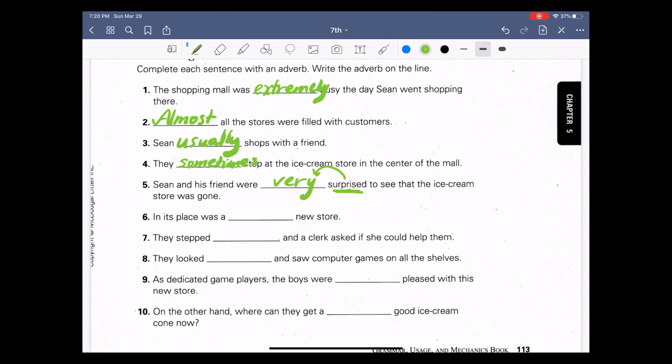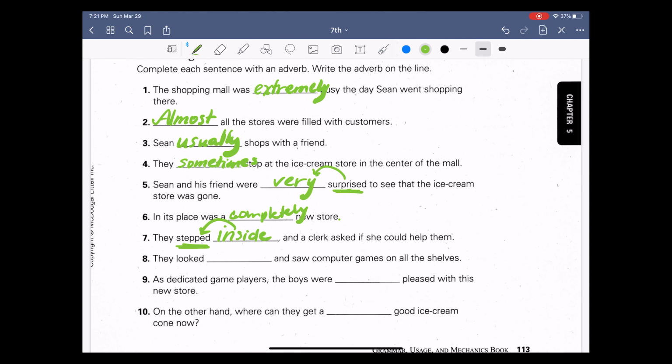In its place was a completely new store. It was probably like a vitamin store instead of the ice cream store. Number 7, they stepped inside and a clerk asked if she could help them. So this is asking you, where did they step? They stepped inside. It's telling you where they stepped.